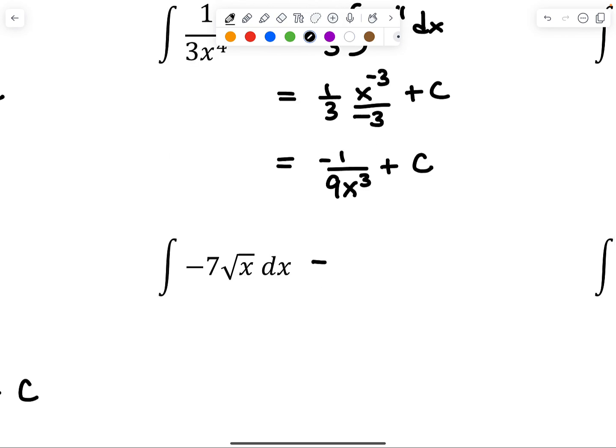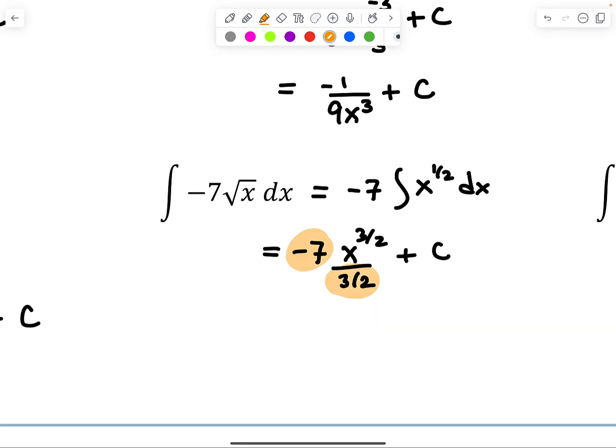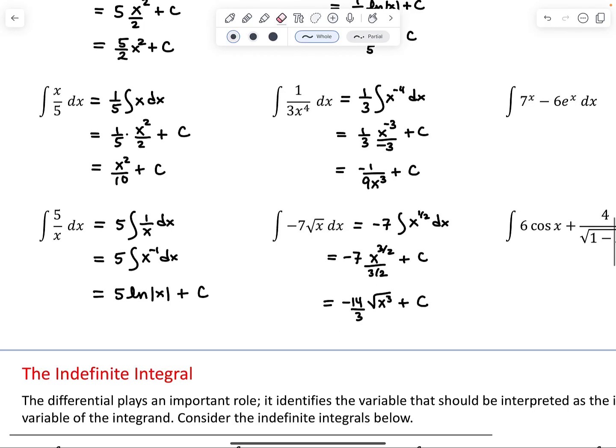All right, this case, the -7 can factor to the front. Square root of x is x to the 1/2. So we keep the -7, add 1 to 1/2. That makes 3 halves, divide by 3 halves, plus c. Now I want to simplify -7 divided by 3 halves. We'll invert and multiply. So -7 times 2/3. That gives me -14/3. And then times x to the 3 halves, which could be written as the square root of x cubed.